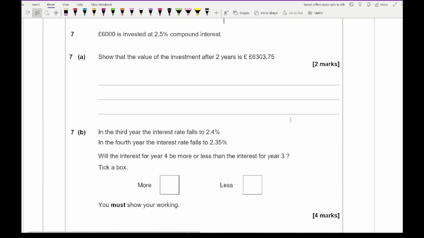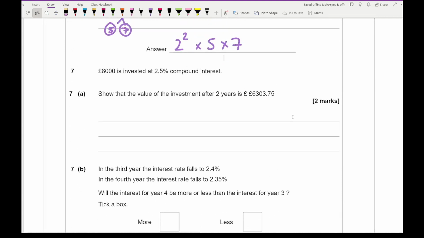Moving on to question 7, it says £6,000 is invested at 2.5% compound interest. Show that the value of the investment after 2 years is £6,303.75. So for this, what we need to do is write down our starting value.